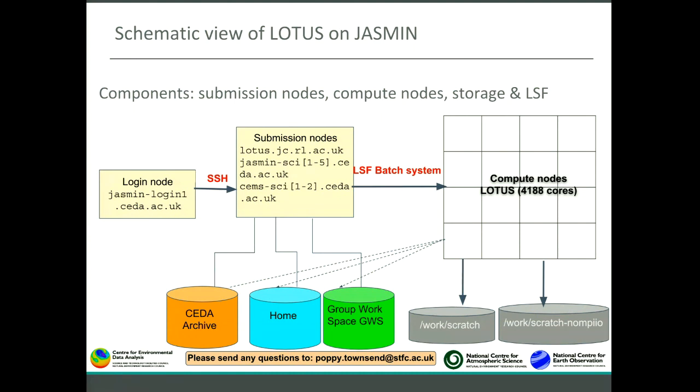Now the storage: we have the CEDA archive, the home directory, and the group workspace. These are all visible and accessible from the submission node, as well as from the compute node. As you can see here, I put a dashed line, so the compute node can access the group workspace and the home area. There's an arrow showing a write operation here, while you can only read the CEDA archive.